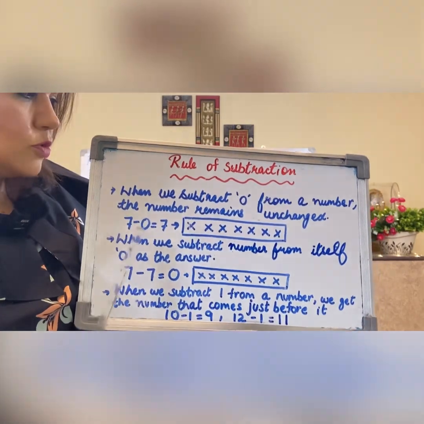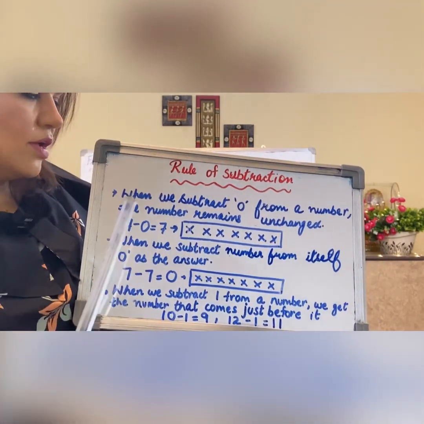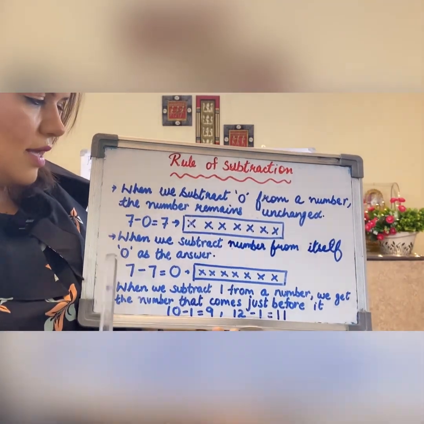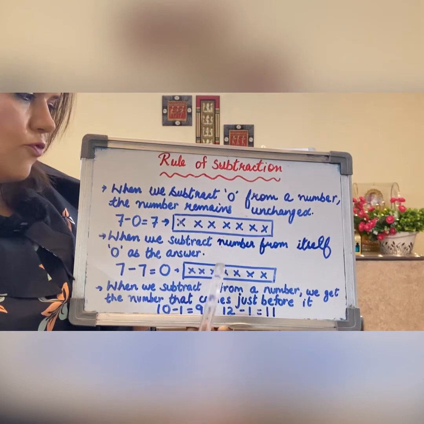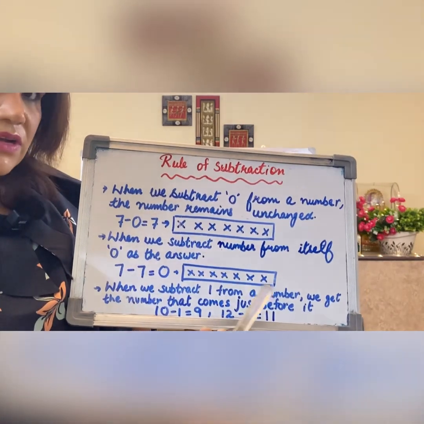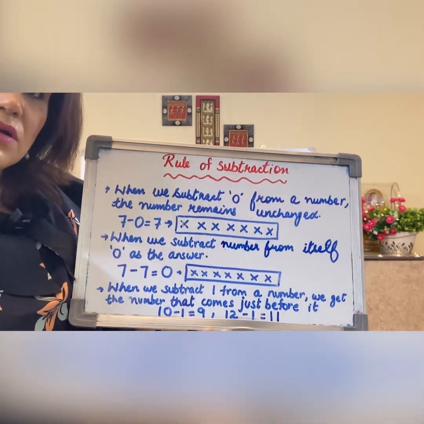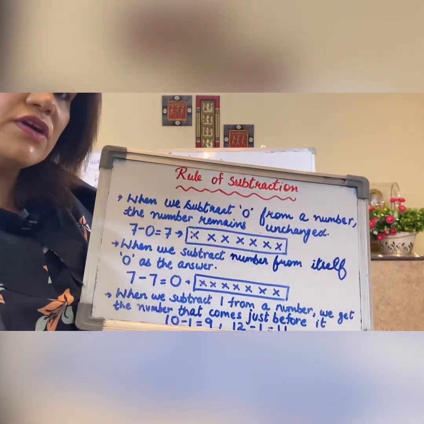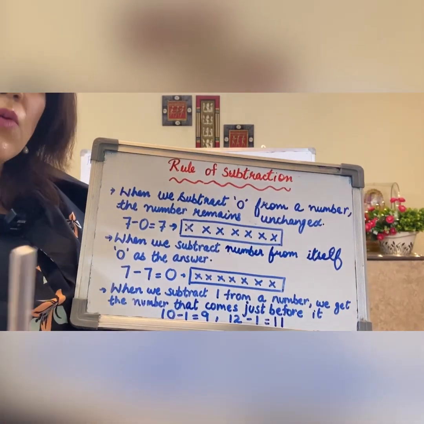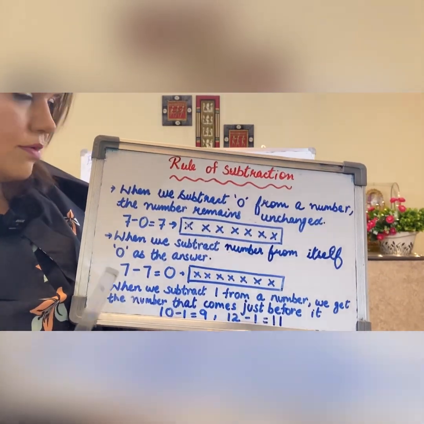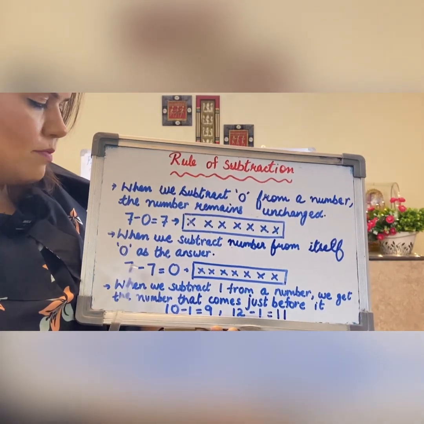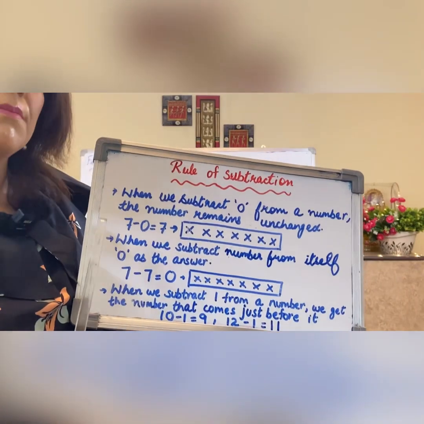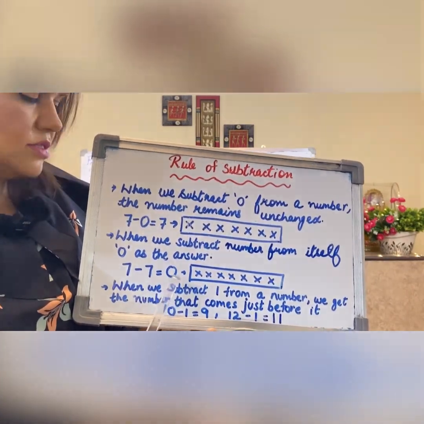Second, when we subtract a number from itself, we get 0 as the answer. Like we have 1, 2, 3, 4, 5, 6, 7. I am taking 7 crosses. Clear? From 7 crosses, if I am taking away 7 crosses out of 7 crosses, what am I left with? I am left with nothing. Right? So here we have 7 minus 7 is 0. From the number, if I subtract the number itself, the answer will be 0.